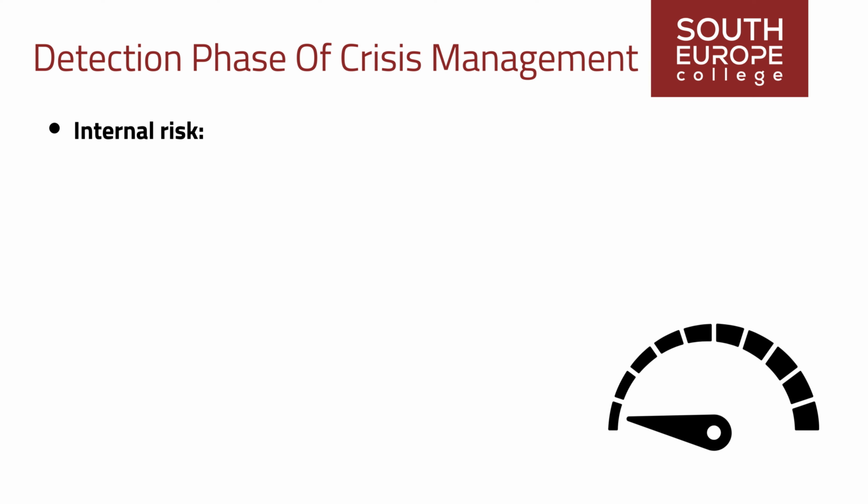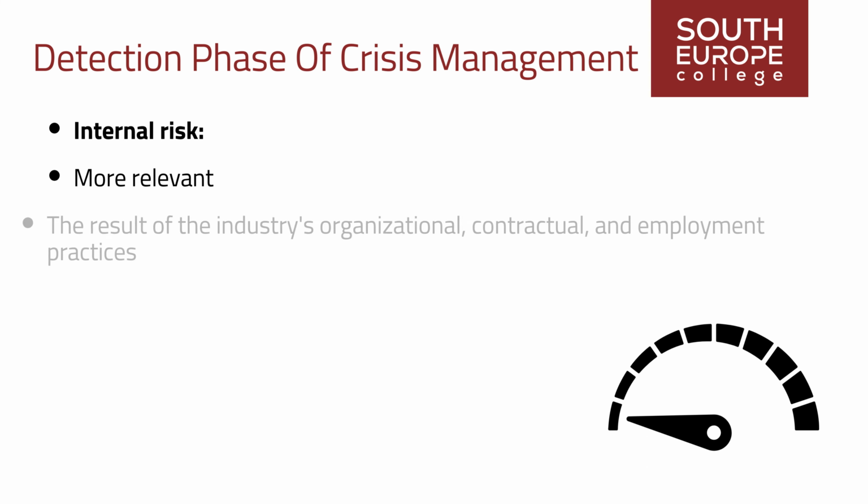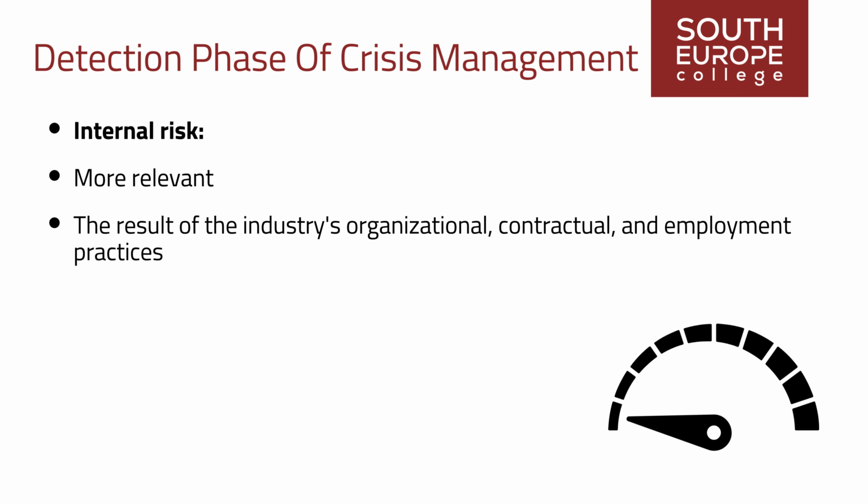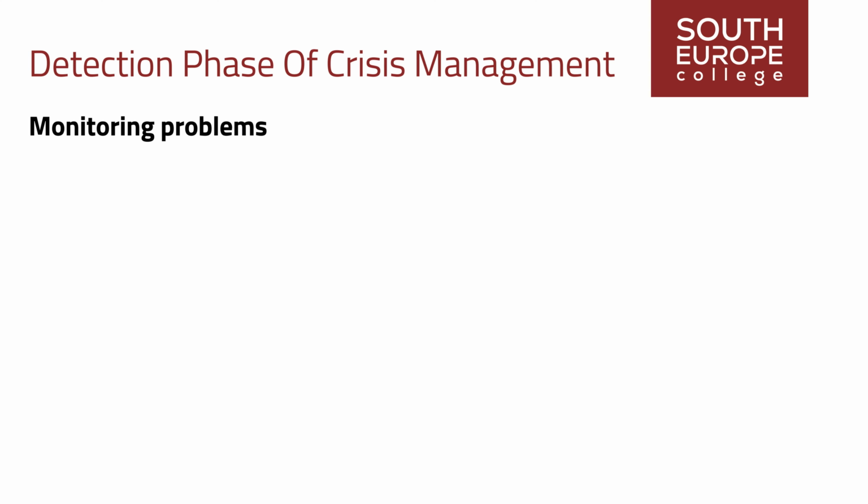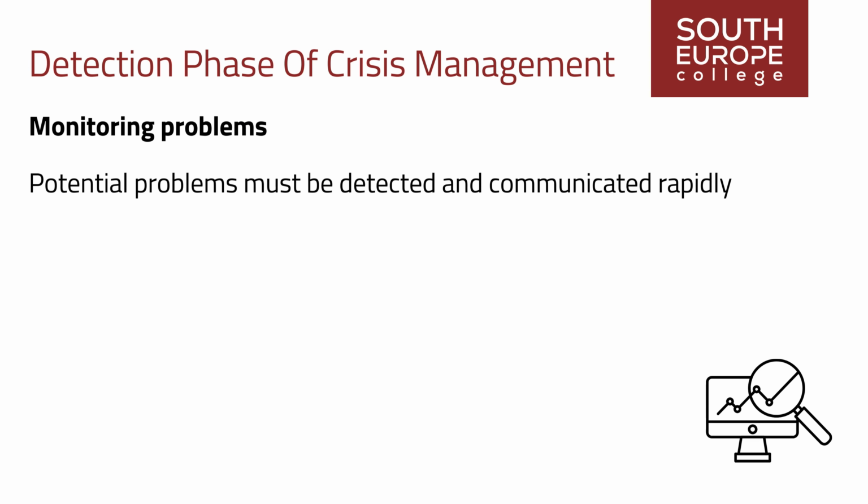Internal risk. In contrast to external risks, internal risks tend to be more relevant, short-term, and largely the result of the industry's organizational, contractual, and employment practices, manifesting themselves in the form of poor project performance. Monitoring problems. Potential problems must be detected and communicated rapidly.